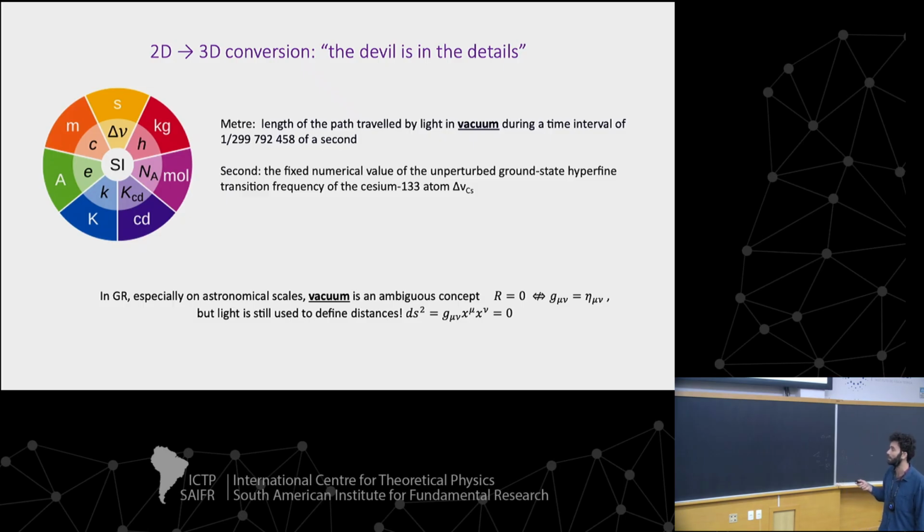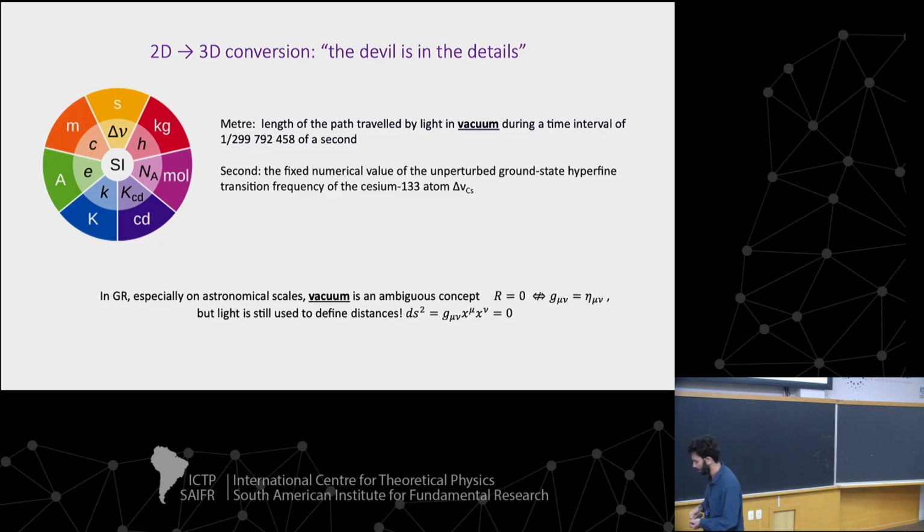And what do I mean by that? That in GR, essentially, both the meter and the second are quite ambiguous, because even in vacuum, what is vacuum in general relativity? The fact that R, the Ricci scalar, is 0 does not imply that the space-time is empty, and not even that the space-time is flat. Sorry, it implies that it's empty, but not that space-time is flat.